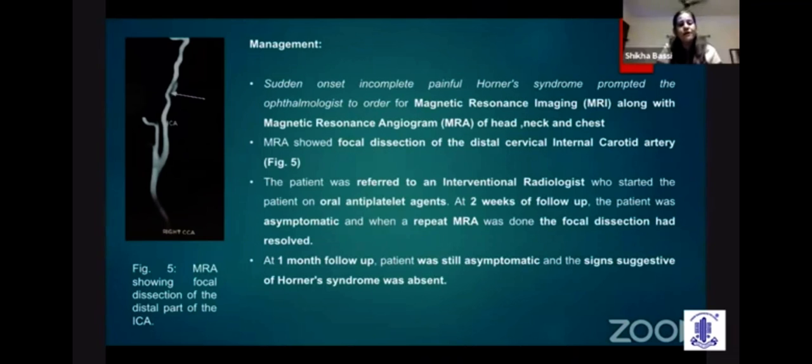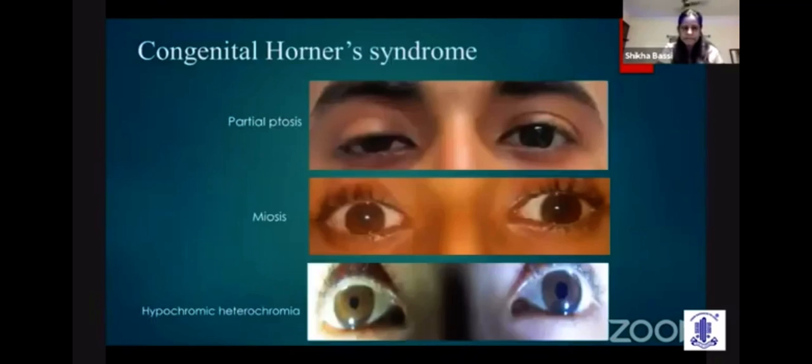Patient was sent for MRI with MRA of the head, neck, and chest. And we found the dissection of the distal cervical internal carotid artery. Patient was sent to the interventional radiologist, started on oral antiplatelet agents, and a stroke was averted.